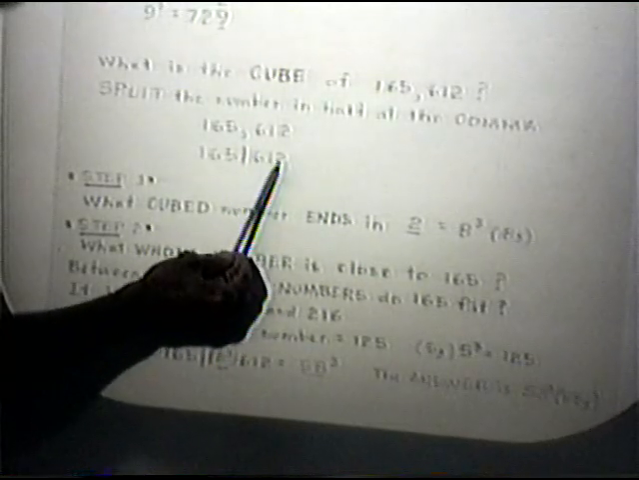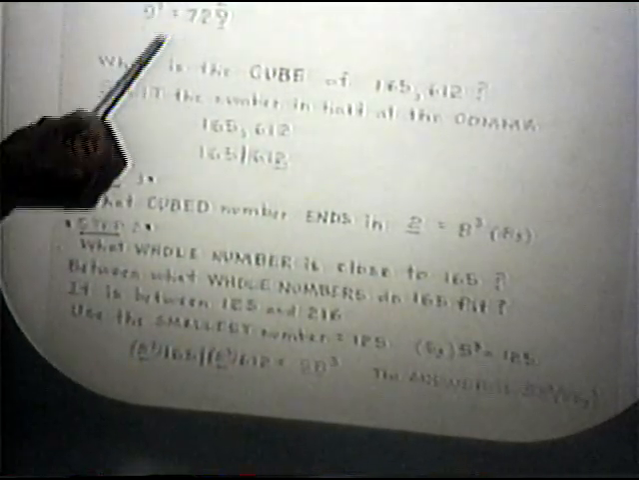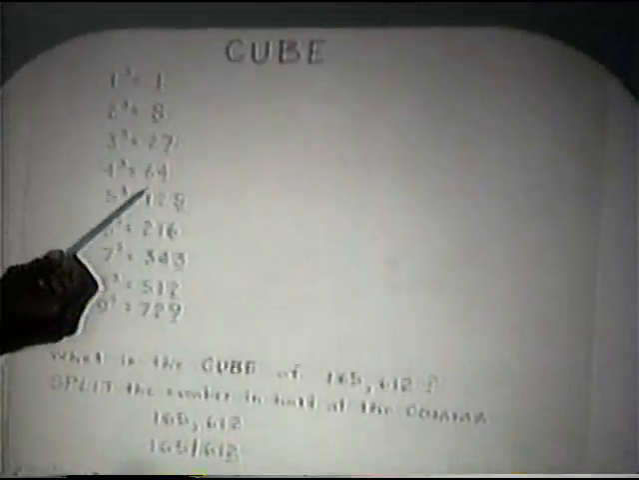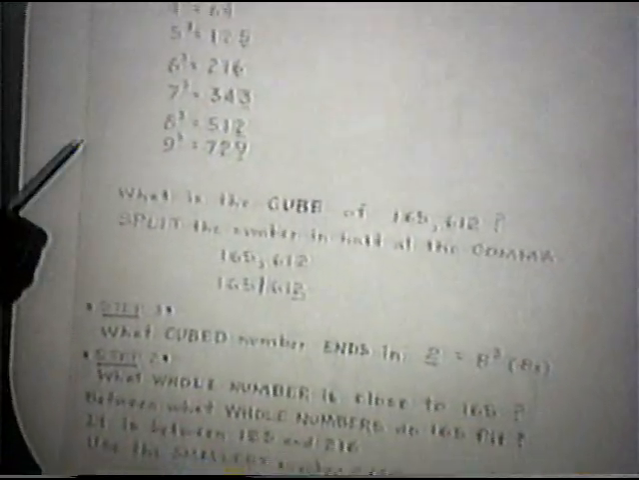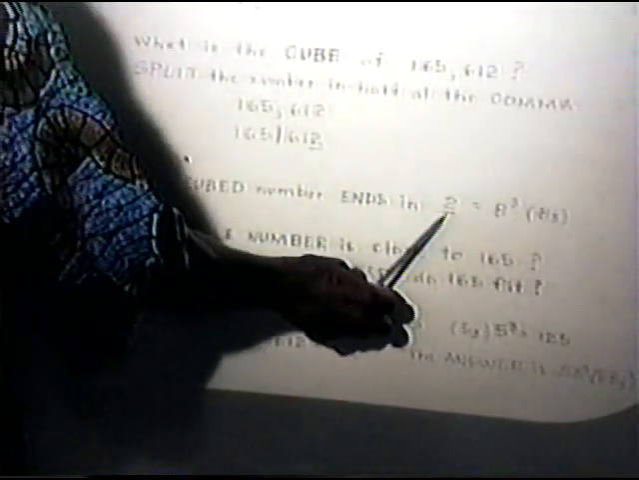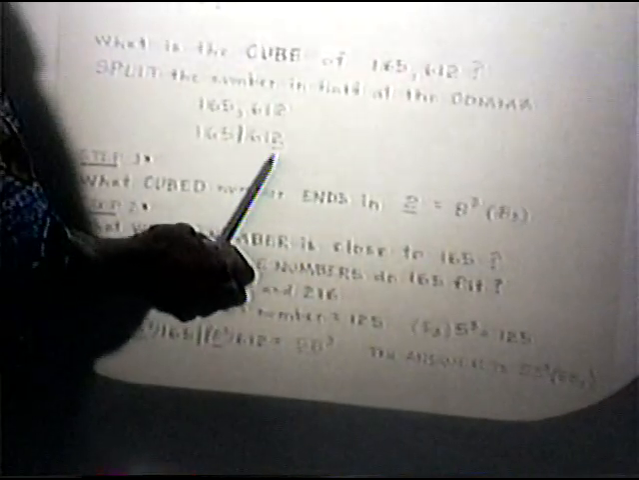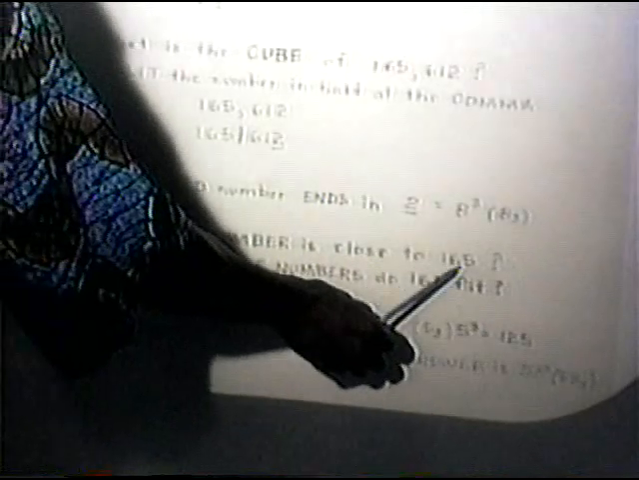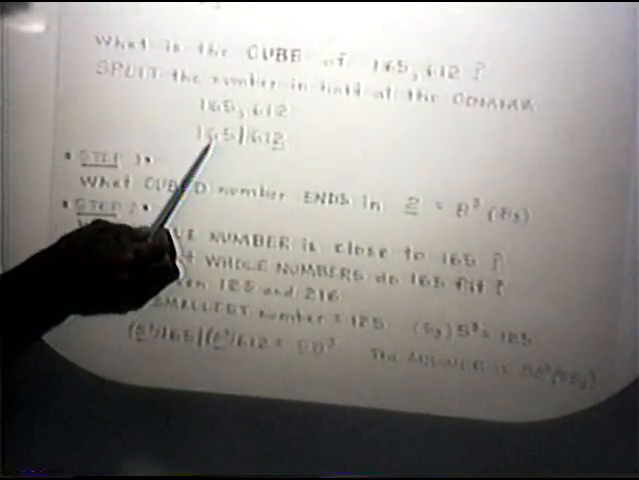Of the 612, you've got to look up here at your cubes and find out which one of these numbers ends in 2. Is it 5 cubed, 6 cubed, 7 cubed, or 8 cubed? It's 8 cubed. It ends in 2. So we know right away from this number, 612, ending in 2, that 8 is part of our answer. 8 goes here.